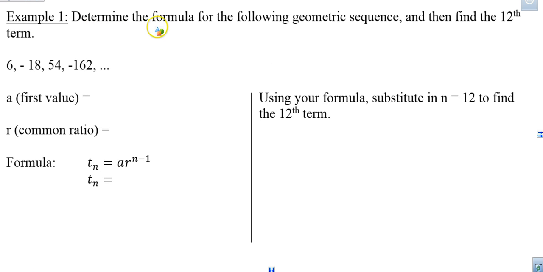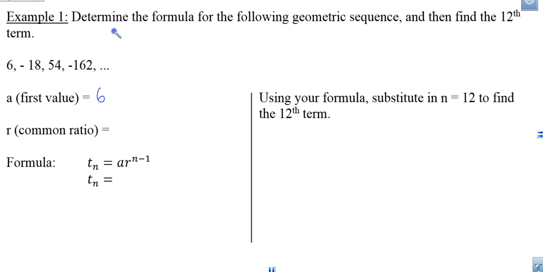So we're going to determine the formula or the general term for the following geometric sequence, and then we'll use that formula to find the 12th term. So the sequence goes 6, negative 18, 54, negative 162. So first thing, I can identify what the first term is, and that's the a variable. So that first value is 6. Now r, the common ratio.